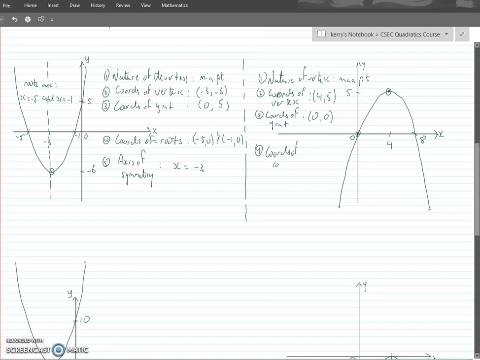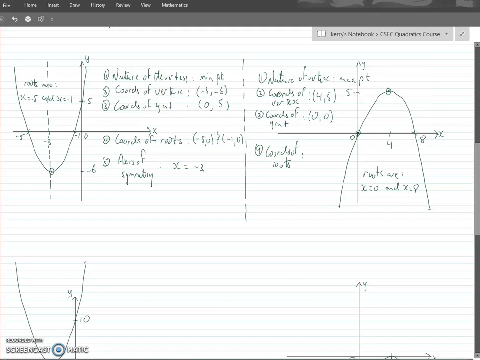Coordinates of the roots. So first of all, let's write down the roots. Where does a graph pass through the x-axis? Right, the roots are x is equal to 0, and it also passes through at x is equal to 8. So that's the roots of this graph.